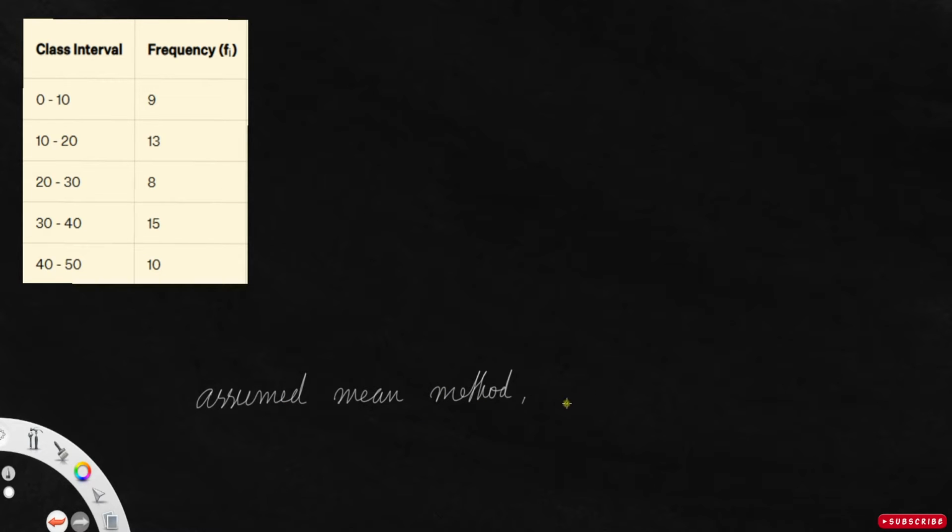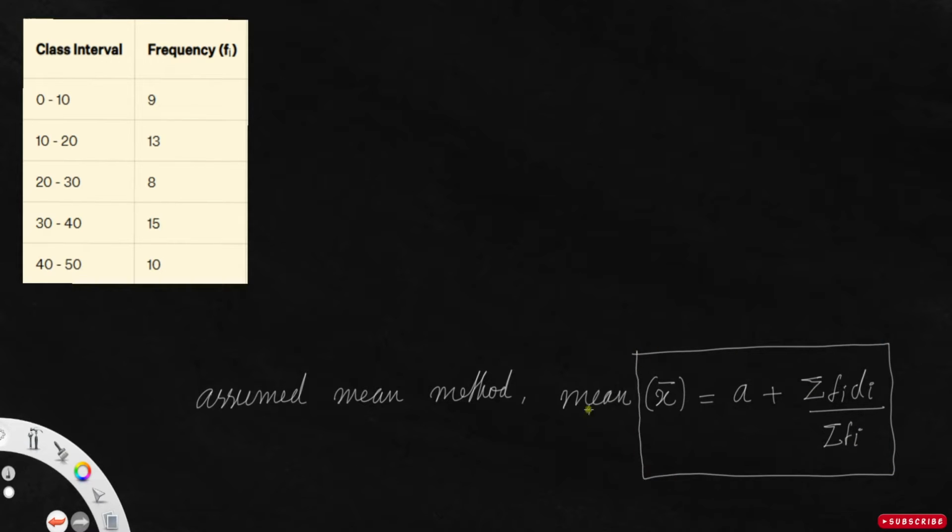The mean through the assumed mean method, we usually represent mean using x bar. The formula is a plus sigma fi di divided by sigma fi. This is the formula for finding the mean through the assumed mean method. We will discuss the notations later. For that, let me draw a few more tables. Let me consider this example.